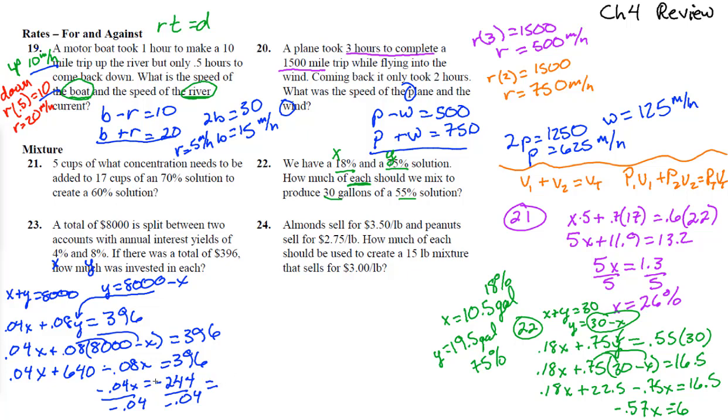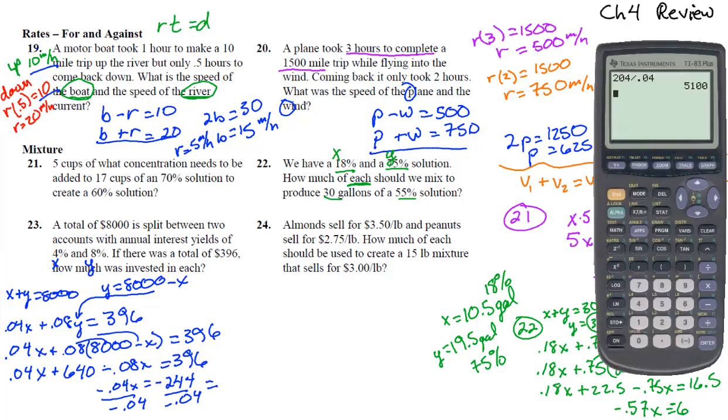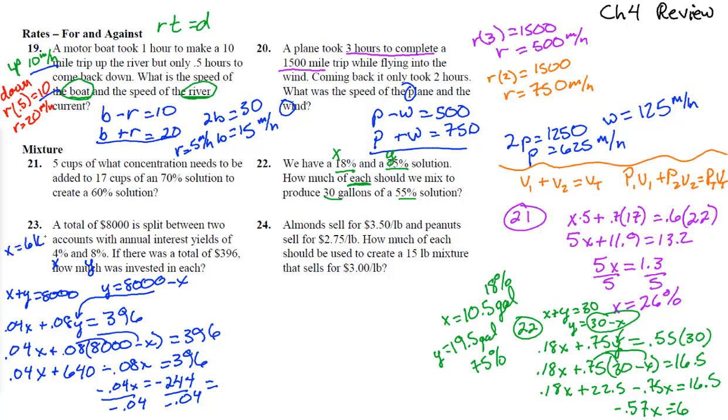better pull this up. And what do we get? 244 divided by 0.04, and we get 6,100. So x is going to be $6,100. And then y is going to be the rest of it, which is $1,900. Okay, excellent.